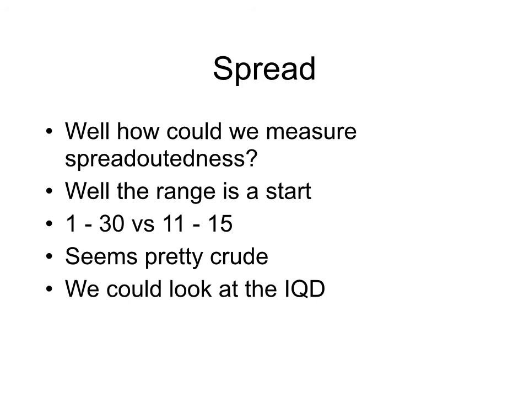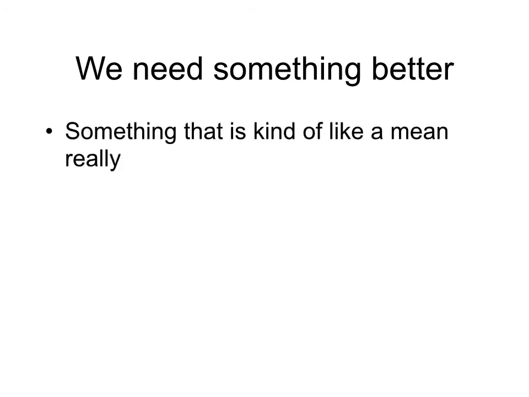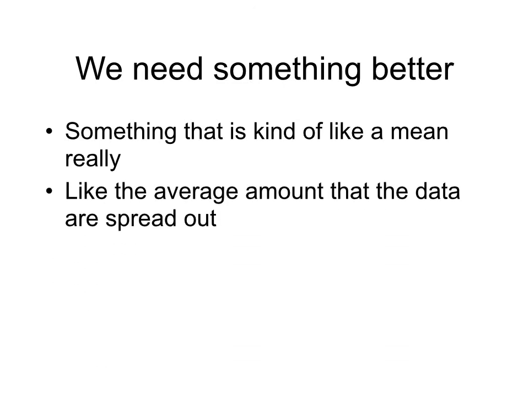We can look at the interquartile distance, the IQD. Sure, and that's going to give us a little more of a fine-grained measure. It's still pretty crude. And in that case, it would just be the second number and the fourth number. We need something better, something that's kind of like the mean. I know you all know where I'm going, but you need something like the mean, like the average amount the data are spread out. Well, let's do that.